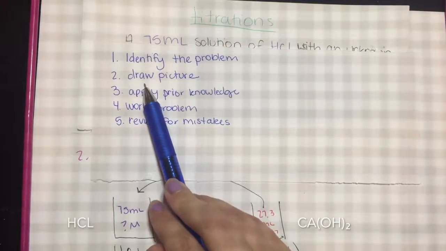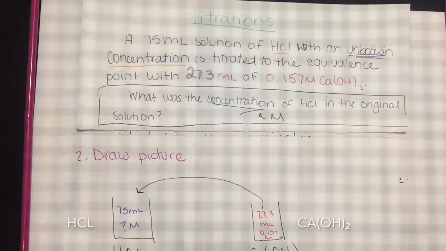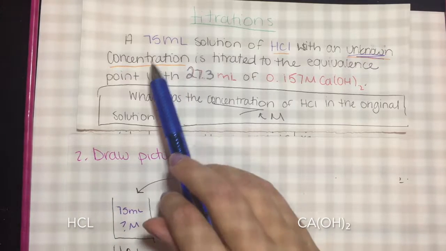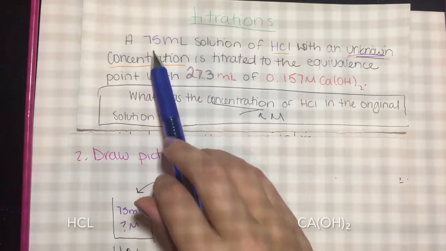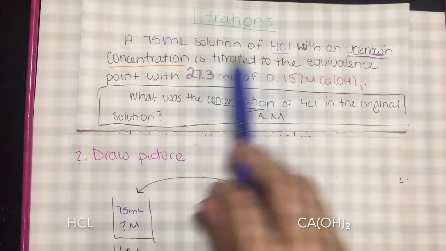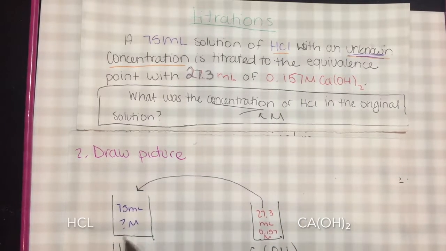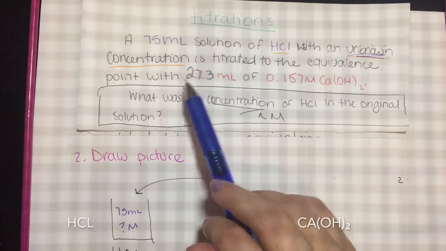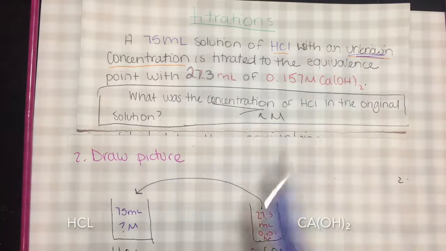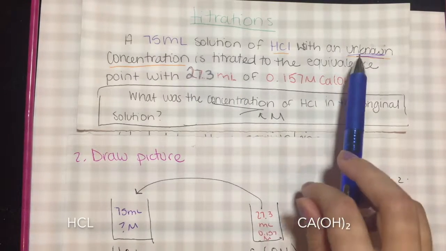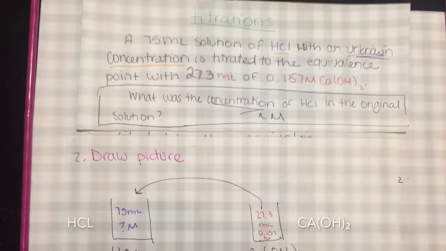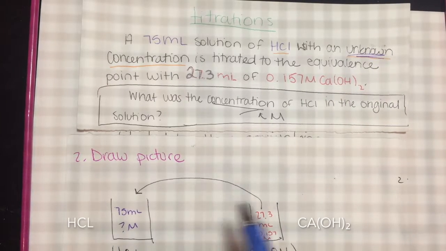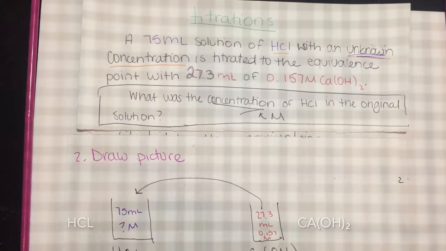The second step is to draw a picture. The first thing we're going to do is look back at our equation and see that it says we have 75 milliliters of HCl. We're going to put the 75 milliliters in one box and then see that there's 27.3 milliliters of calcium hydroxide and put that in the other. We have an unknown concentration of the HCl, so we just put a question mark in this box, and then we see that there's a concentration of 0.157 in the calcium hydroxide box, so we put that in there.